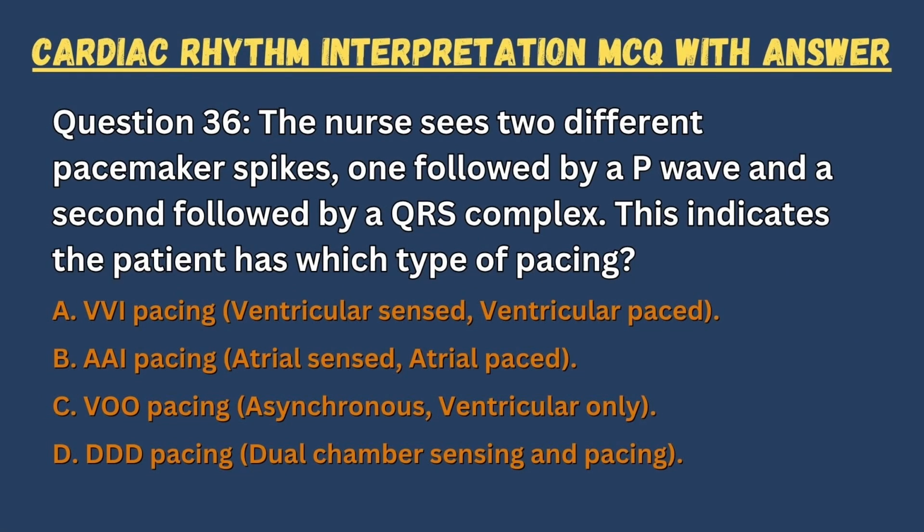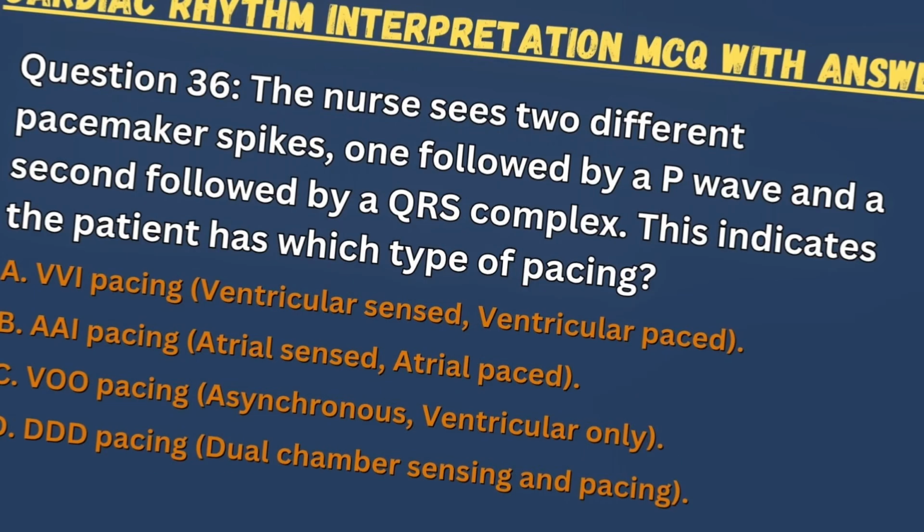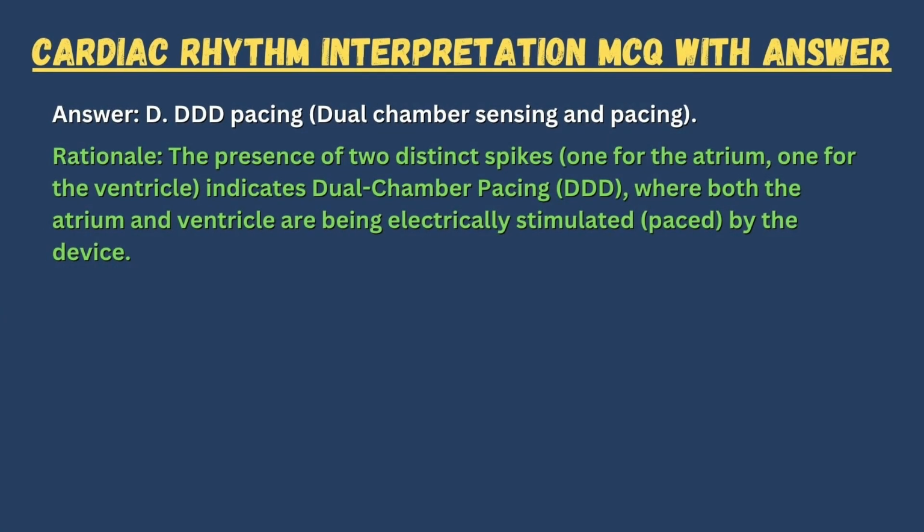Question 36. The nurse sees two different pacemaker spikes, one followed by a P wave and a second followed by a QRS complex. This indicates the patient has which type of pacing? A. VVI pacing, ventricular sensed, ventricular paced. B. AAI pacing, atrial sensed, atrial paced. C. VOO pacing, asynchronous, ventricular only. D. DDD pacing, dual chamber sensing and pacing. Answer. D. DDD pacing, dual chamber sensing and pacing.